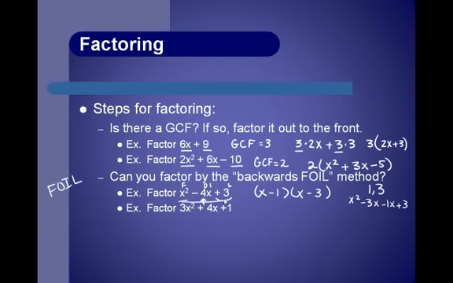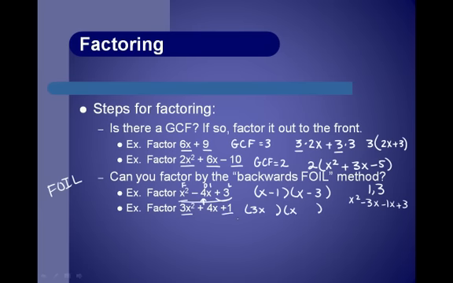This time we've got 3x squared plus 4x plus 1. Again, there is no greatest common factor. Nothing will divide into 3, 4, and 1. So we're going to set up our two sets of parentheses. First two terms have to multiply to give us 3x squared. Well, that means it's going to be 3x and x.